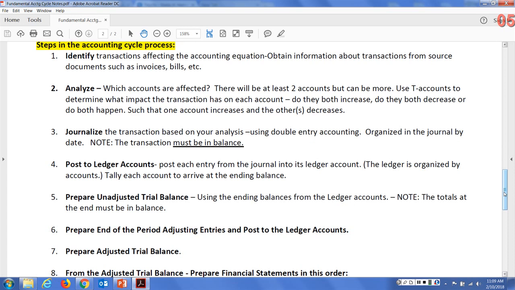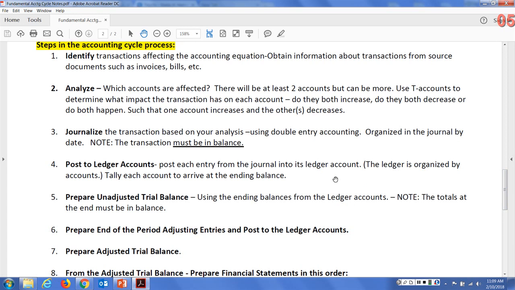Now, the good news is once you have decided whether it's a debit or credit in the journal entry, it posts into that ledger account in the same way. The ledger account is set up like our T accounts, with a debit on the left and credit on the right. So if you've prepared your journal entry correctly, then as you post into that ledger account, you should also be correct. You'll post into at least 2 accounts and perhaps more.